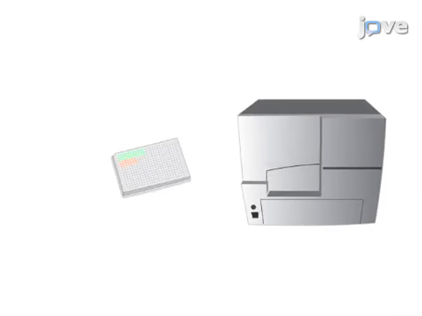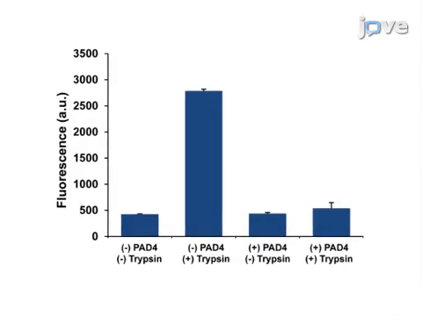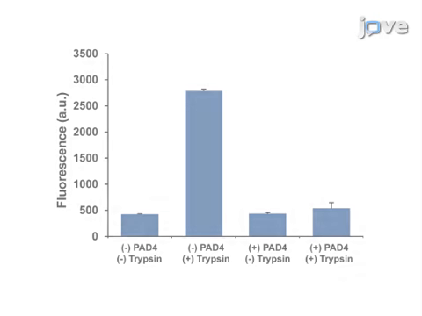The results show the addition of active PAD4 to a solution containing the pro-fluorescence substrate leads to a covalent change based on its decreased susceptibility to trypsin and therefore the lower fluorescence signals.